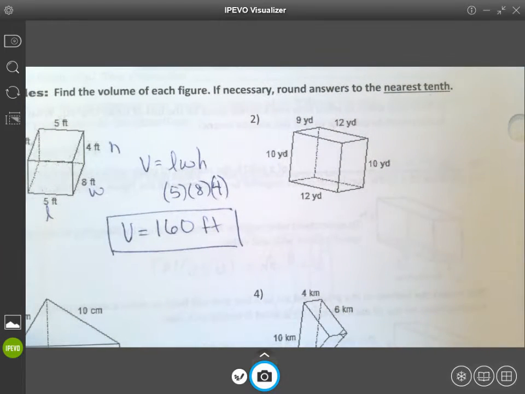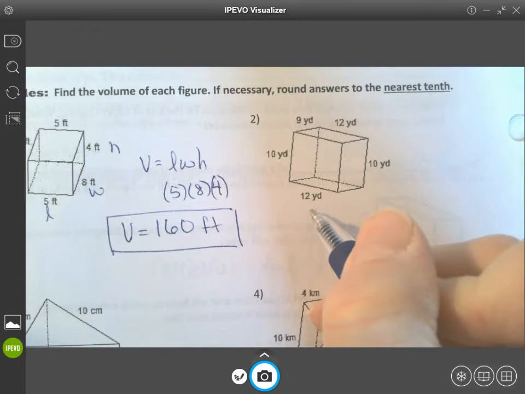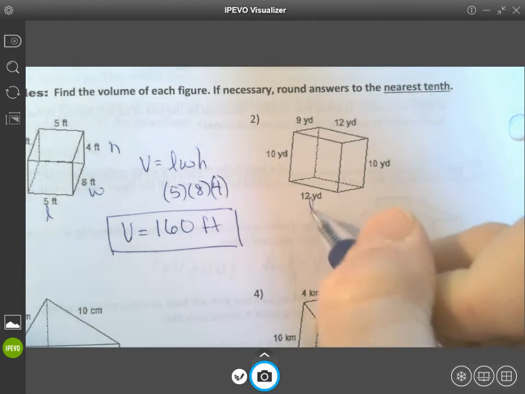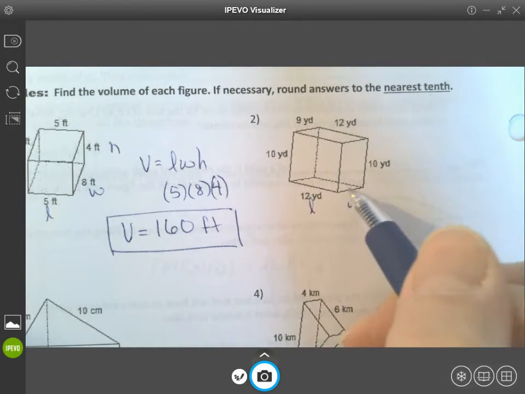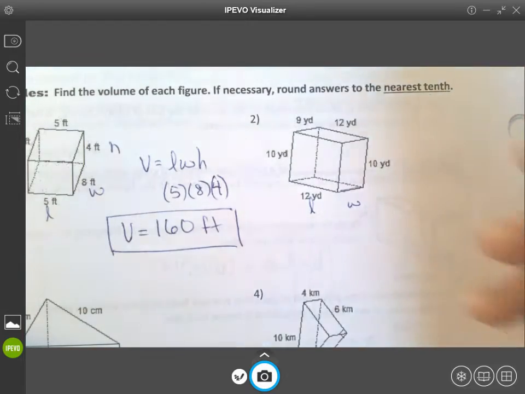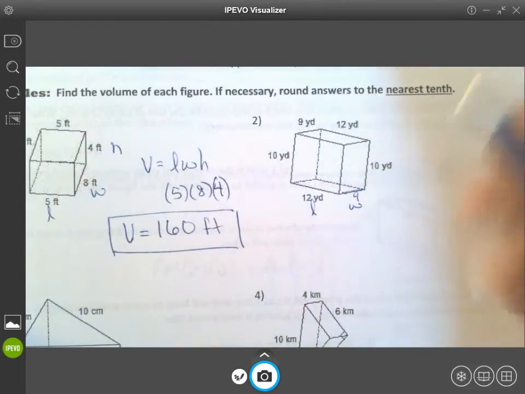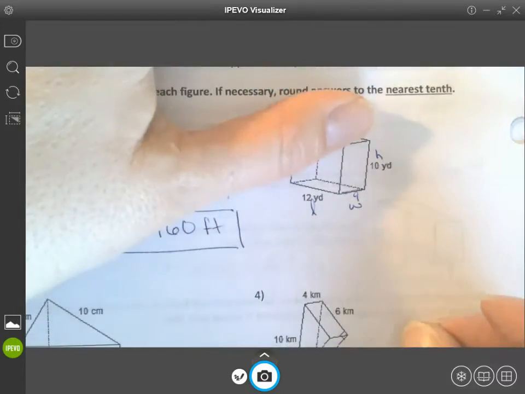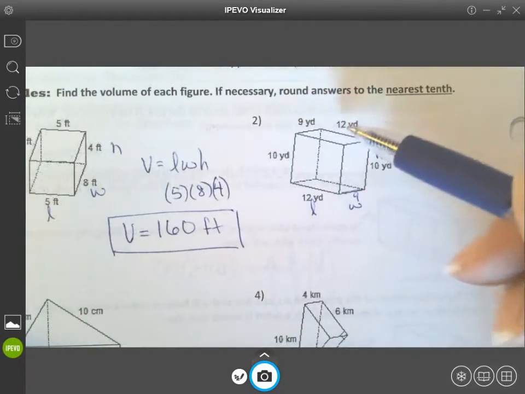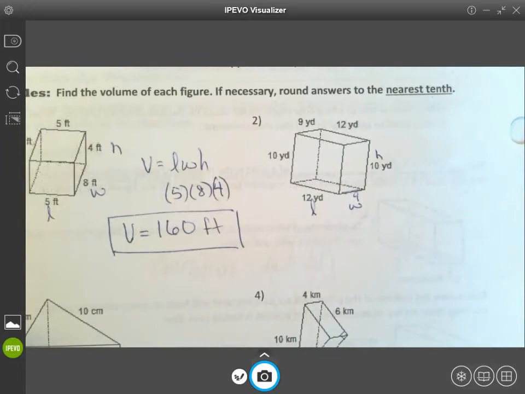All right, which one do you want to use for length, width, and height on number 2? What do you want 12 to be? 12 would be the length. The width, what number would that be? 9. It's the same over there, okay? And this would be the height. So if I'm using these 3, I can ignore that, or I could use these 3. But don't be thrown off by the extra.